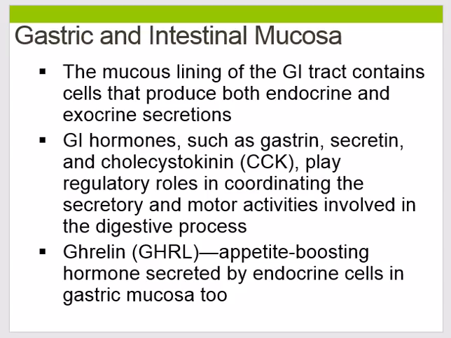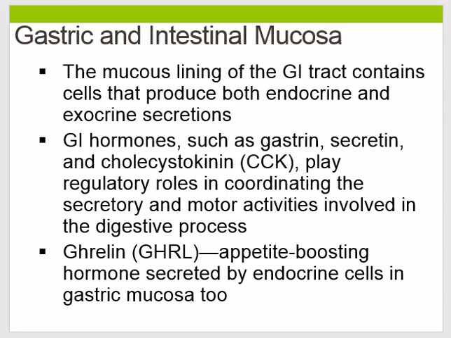So gastrointestinal hormones such as gastrin, secretin, and cholecystokinin, or CCK, have very important regulatory roles in coordinating both the secretory and motor activities that are involved in digestion. Okay, so they have regulatory roles in coordinating the secretory and motor activities that are involved in the digestive process.